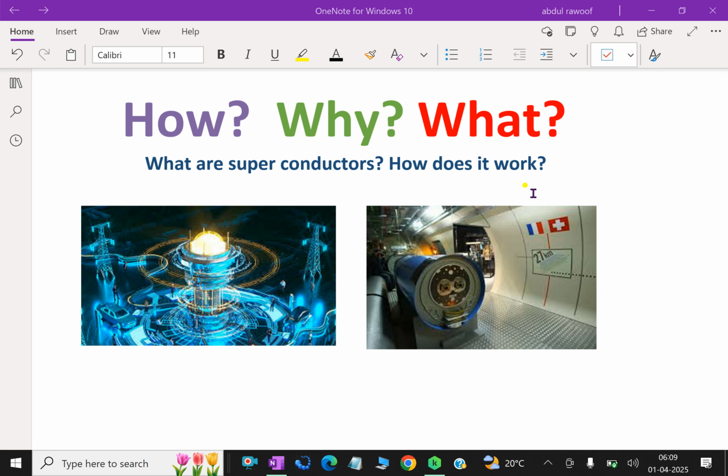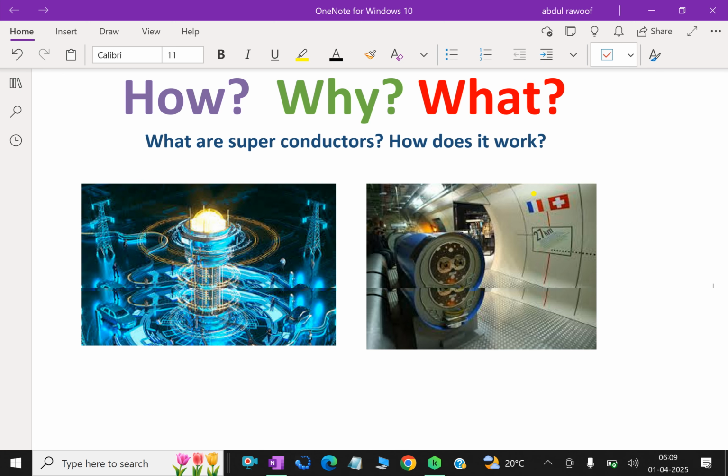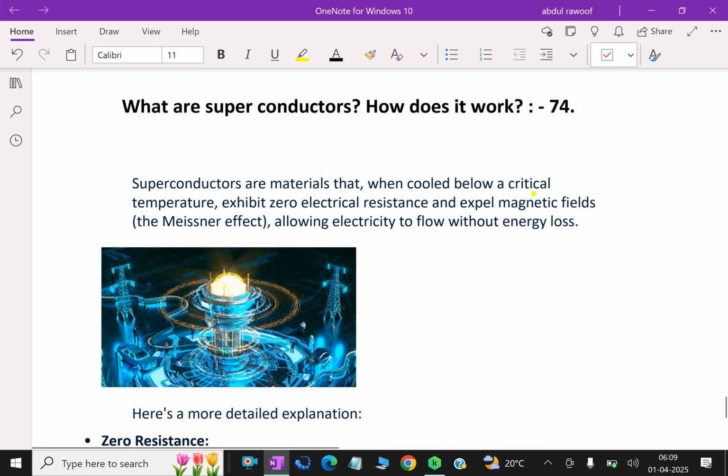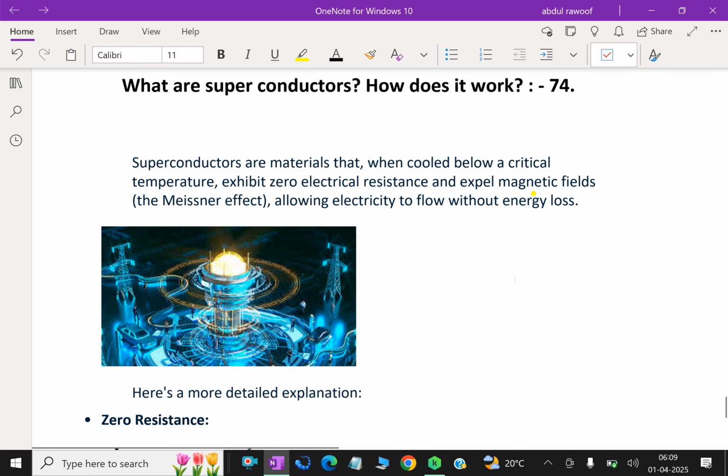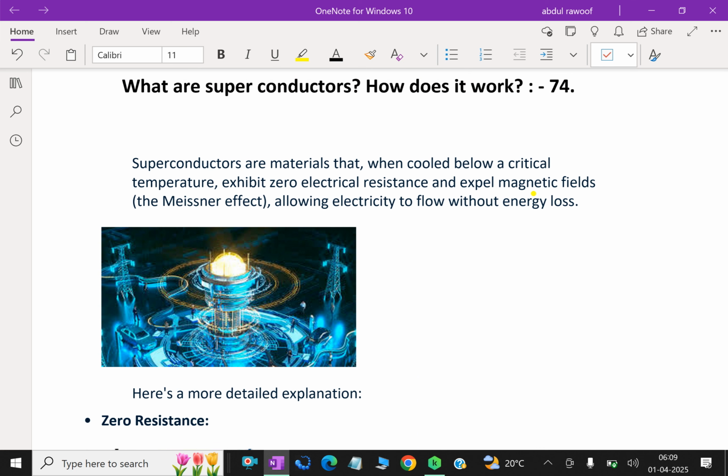Now, we will discuss further what are superconductors. Superconductors are materials that, when cooled below a critical temperature, exhibit zero electrical resistance and expel magnetic fields. That is the Meissner effect, allowing electricity to flow without energy loss.